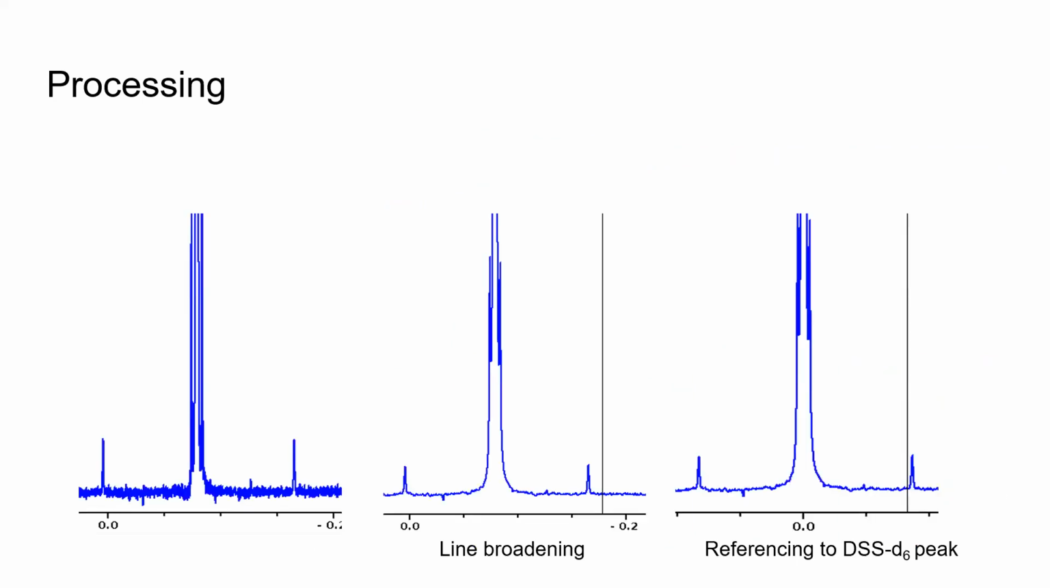We also apply line broadening, which smooths out the spectra and removes some of the noise. And we also use the peak that comes from the DSS-D6 compound and set this to 0 ppm. This way we can line up all our spectra, and this lets us compare the spectra and identify the compounds based on their position.